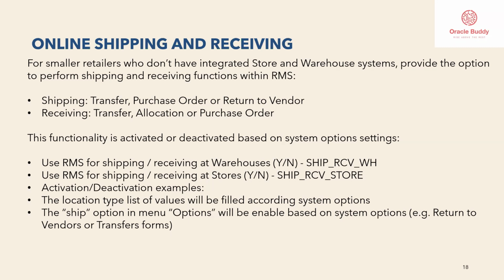Activation, deactivation examples. The location type list of values will be filled according to system options. The ship option in menu options will be enabled based on system option. Example, return to vendor or transfer form. So we will have a session on the transfer receiving where we will show you how to receive and ship via RMS.